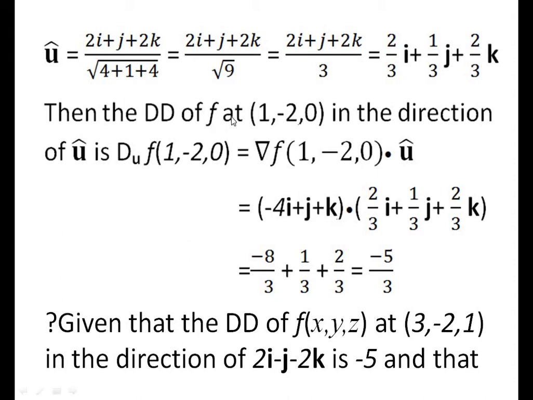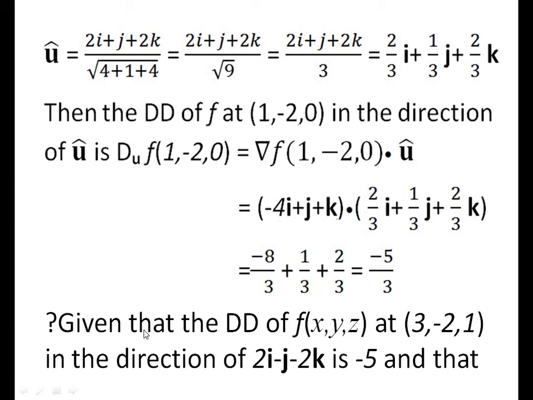Then the directional derivative of f at 1, minus 2, 0 in the direction of u cap is Du of f at the point 1, minus 2, 0, equal to del f dot u cap, that's equal to minus 4 i cap plus j cap plus k cap dot 2 by 3 i cap plus 1 by 3 j cap plus 2 by 3 k cap. Taking the dot product of these vectors, we get minus 8 by 3, that is coefficient of i into coefficient of i, plus 1 by 3 plus 2 by 3, that's equal to minus 5 by 3.